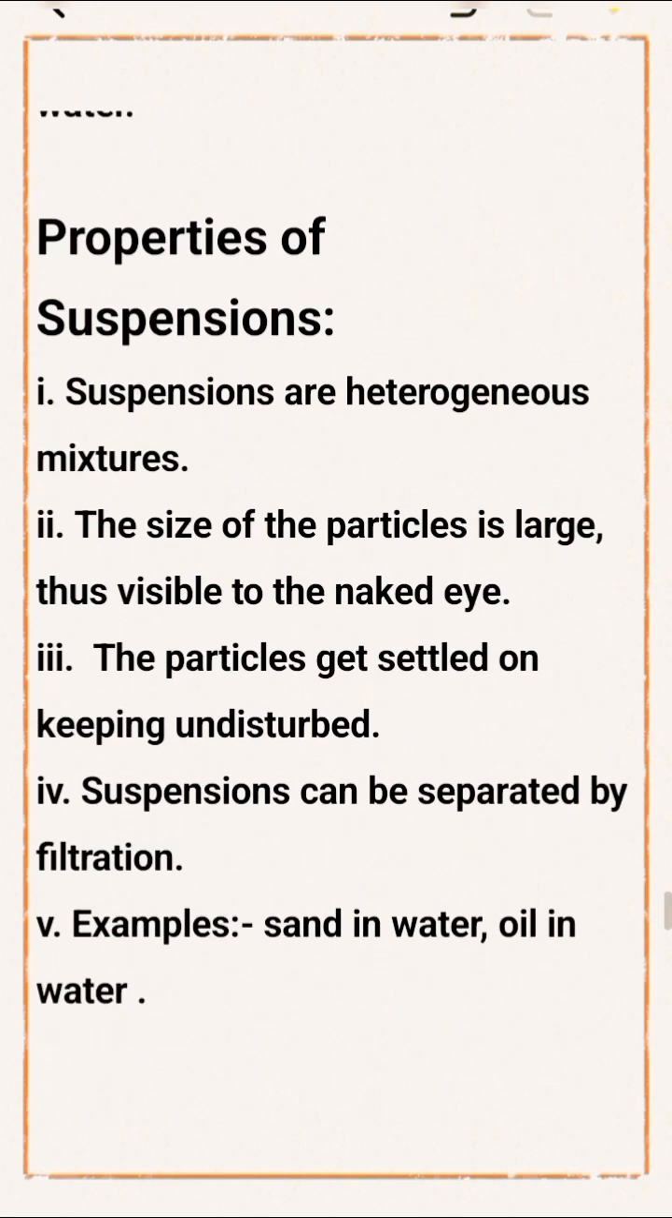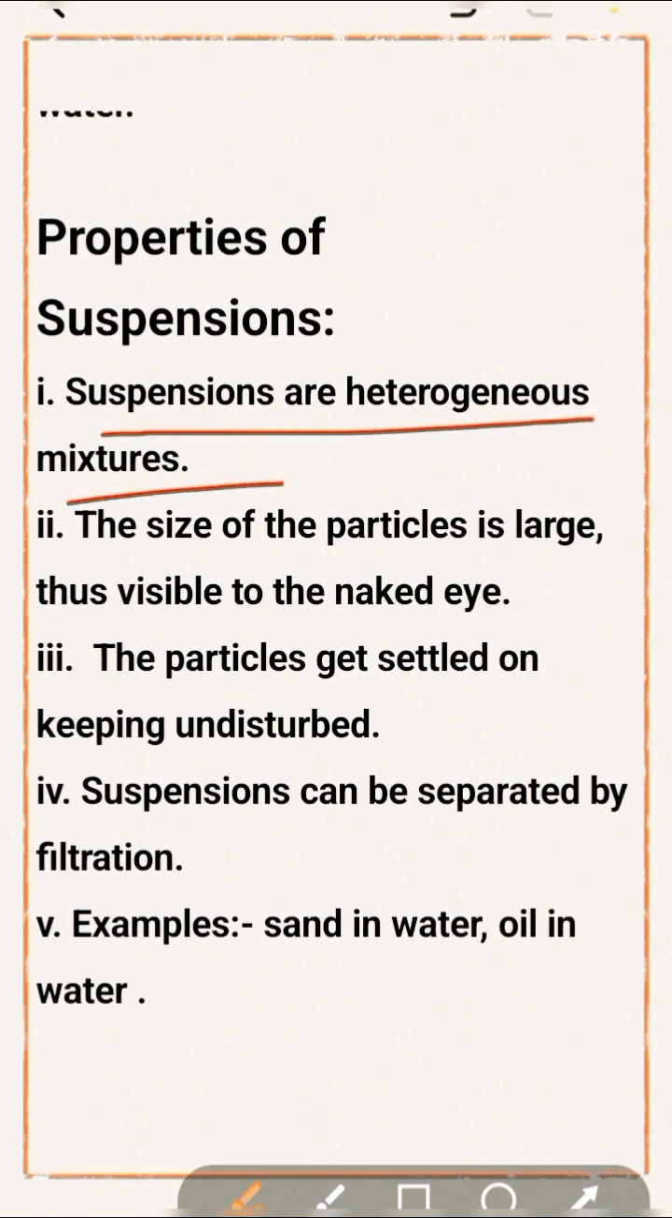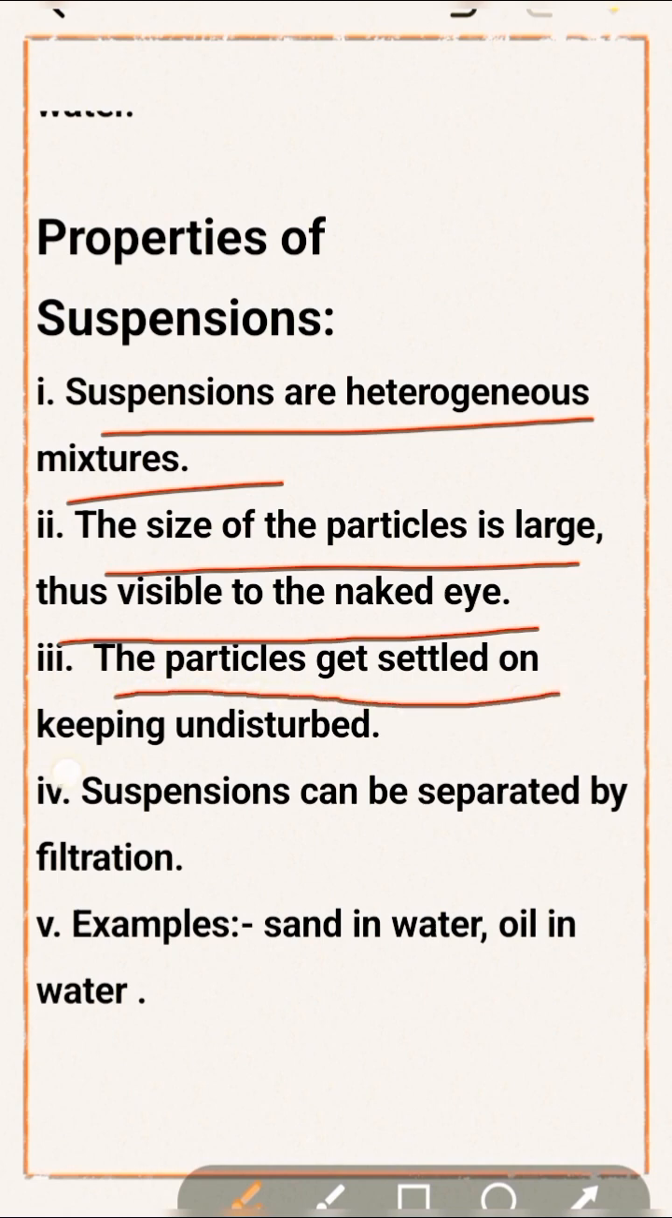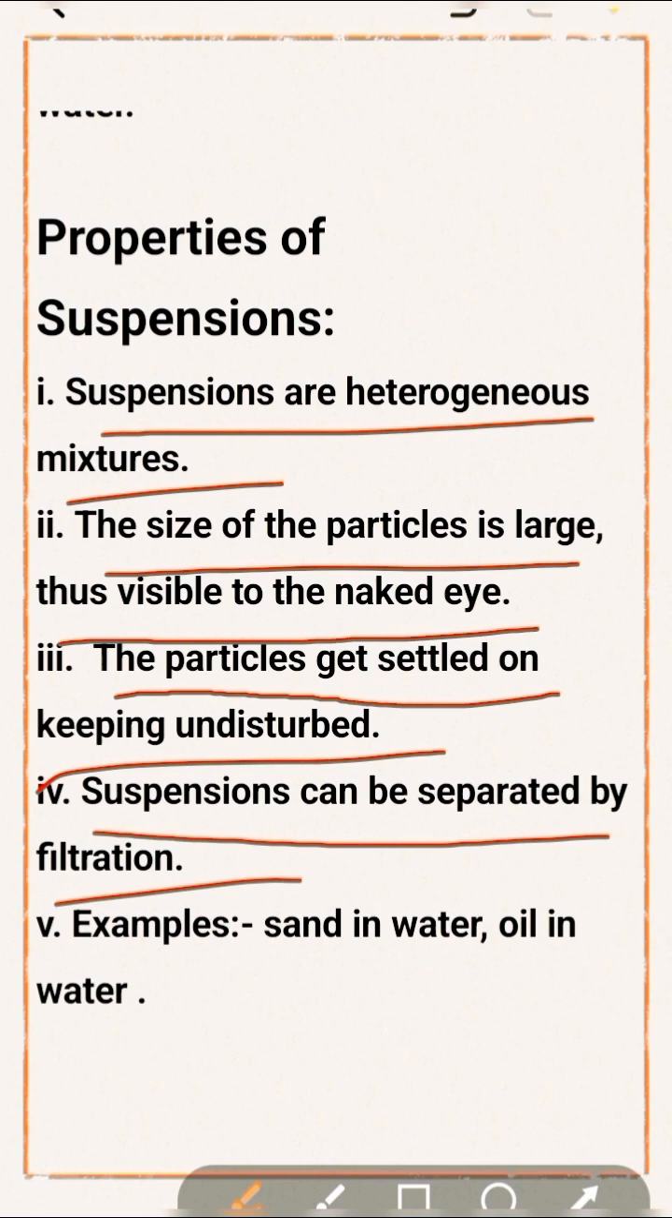Now, properties of suspension. Number one, suspensions are a heterogeneous mixture. Number two, the size of the particles is large, thus visible to the naked eye. Number three, particles settle on keeping undisturbed. Number four, suspensions can be separated by filtration. Example: sand in water, oil in water.